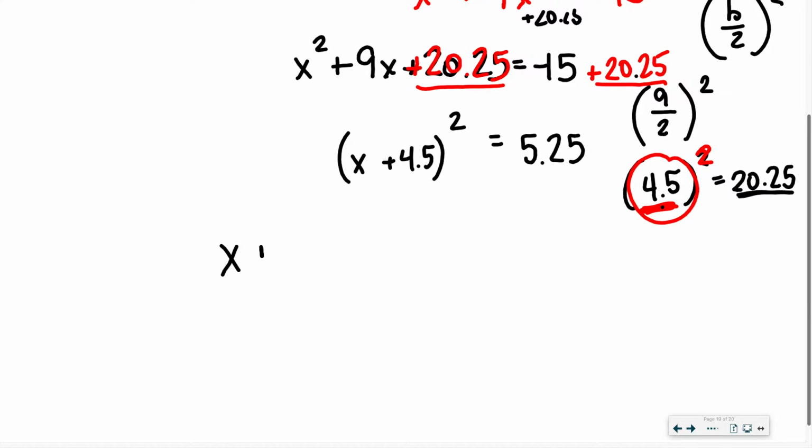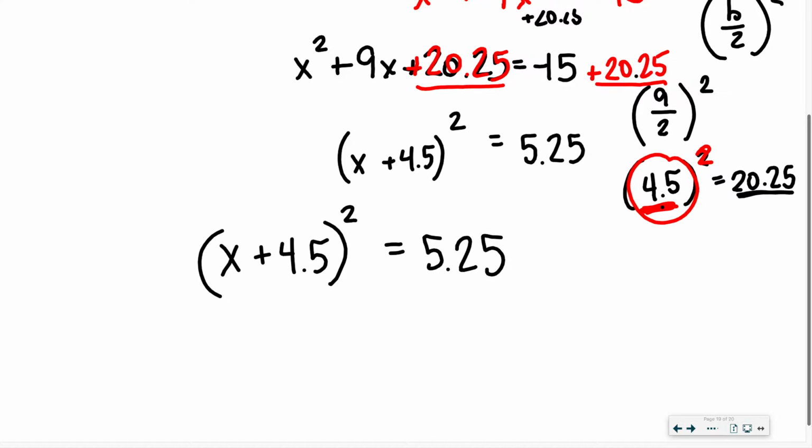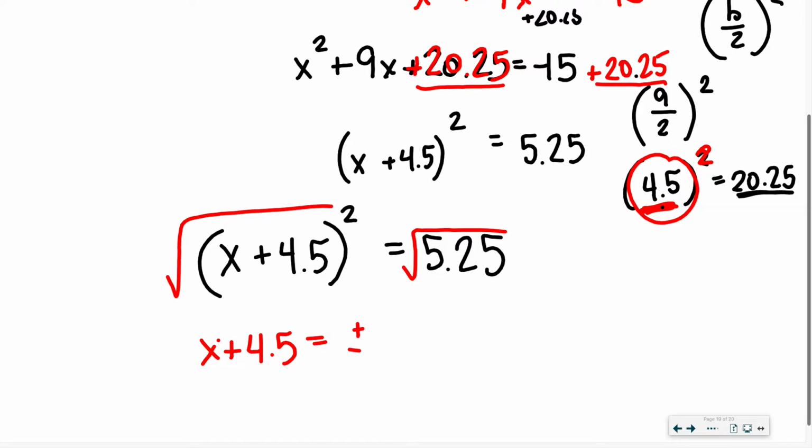So if I have x plus 4.5 squared equals 5.25, at this point, I only have x in one spot. I can solve it. I can do whatever was done in reverse and get it along. So I'm going to find the square root of this side, square root of that side, which gives me x plus 4.5 equals positive or negative the square root of 5.25. I'll leave it as that. Actually, you know what? I'll do it right now.